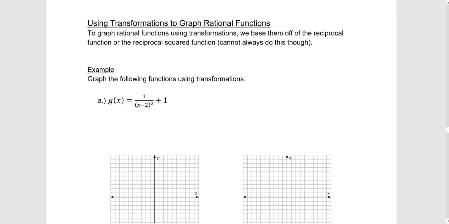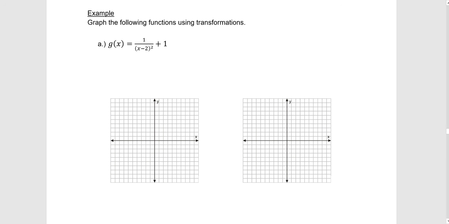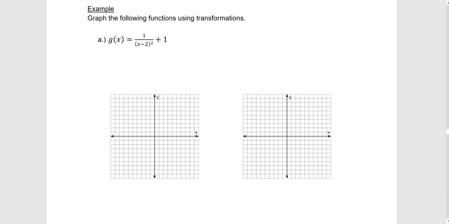Okay, so before we get into using everything we just did to graph these rational functions, let's do 2 quick examples using transformations just to remember how to do this. To do this, we're going to base them off of the basic functions from this section and use the same transformations as before. So let's graph this first one. We have g of x is 1 over x minus 2 squared plus 1.